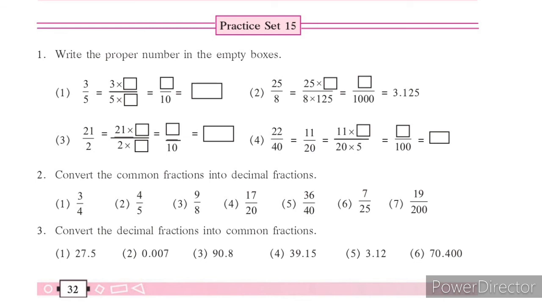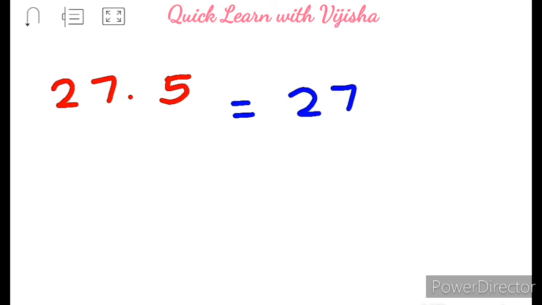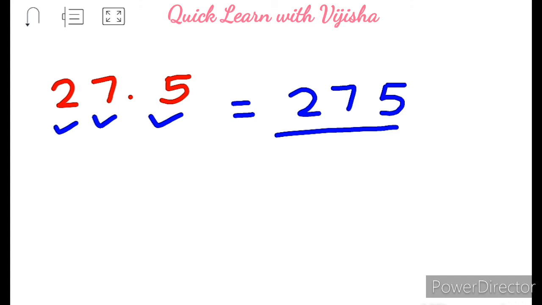Now let's see question number 3. It has given convert the decimal fractions into common fractions. Means decimal numbers are given and we have to write them in fraction form. Question number 1 is 27.5. This is very simple to solve. I'll tell you how. Without decimal, you need to write the number, that is 275. 2, 7 and 5. Now, after decimal, how many digits are there? Only one digit. So, one digit means the value will be 10. If 2 digits are there, then the value will be 100. If 3 digits are there, then the value will be 1000.